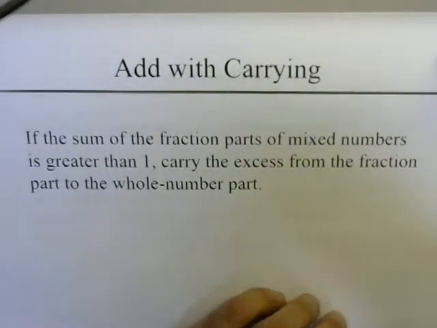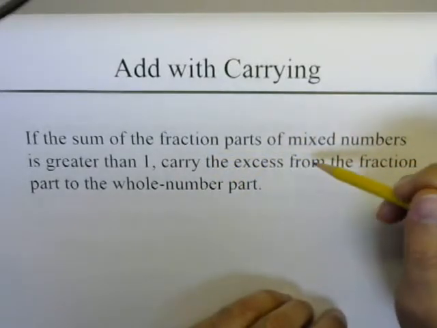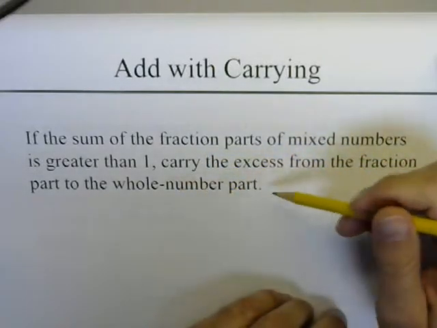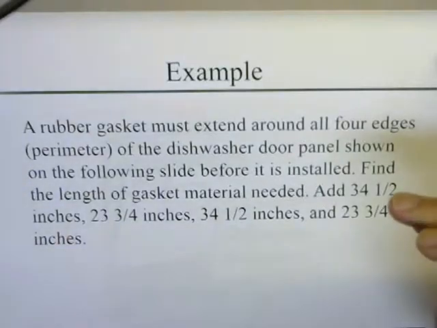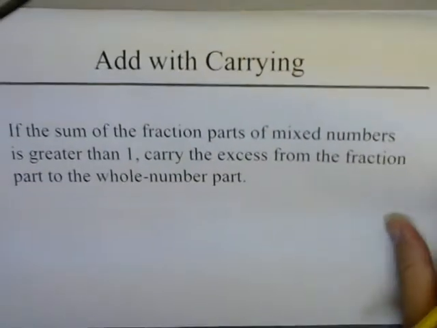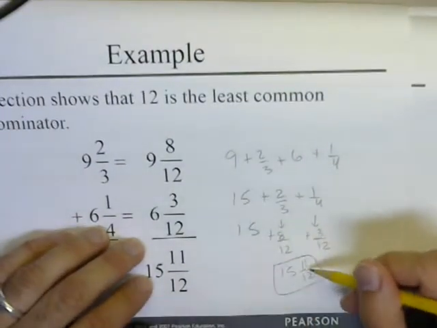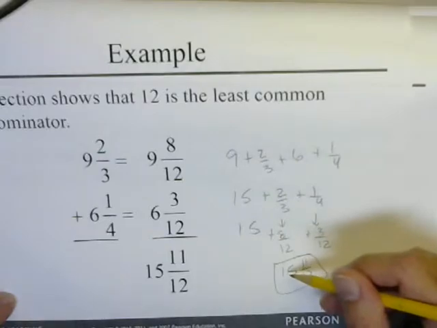As far as adding with carrying, if the sum of the fraction parts of mixed numbers is greater than 1, carry the excess part from the fraction part to the whole number part. So that would mean if this number is greater than 1, convert that to a mixed fraction and then just add the whole number part to that.